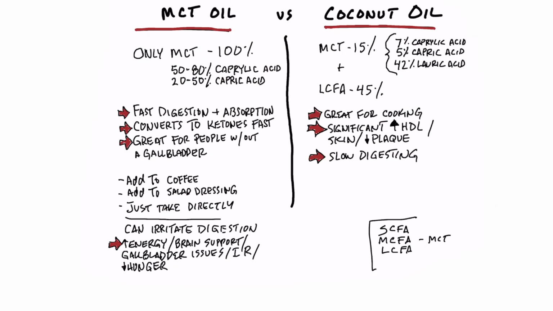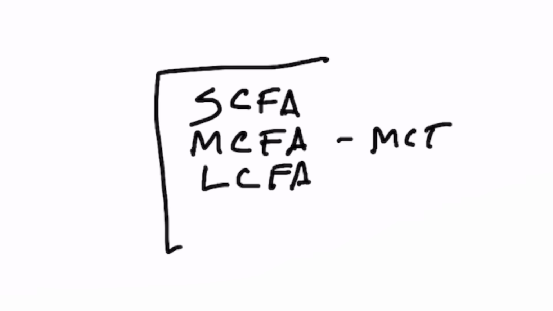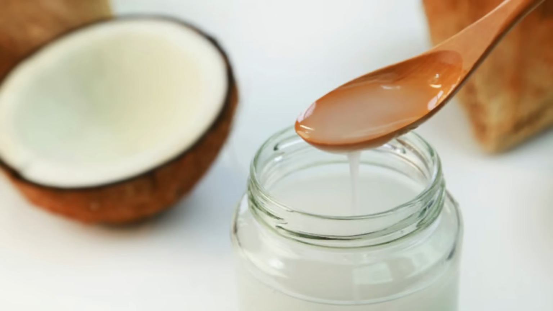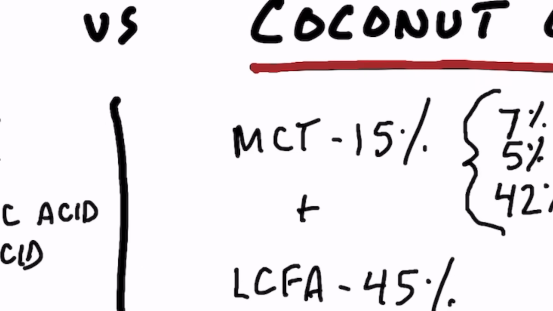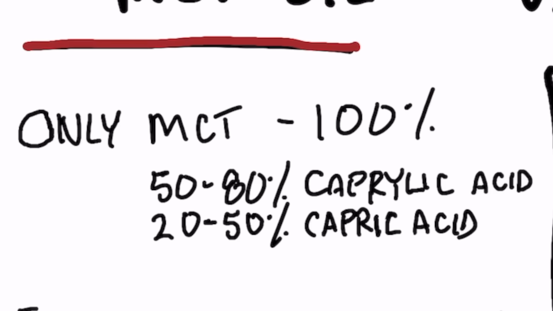There are three main categories of fatty acids. You have the medium chain fatty acids, or MCT fats, which is right in the middle part. Then you have the small chain fatty acids. Then you have the long chain fatty acids. And so with the MCT oil, you're getting just the medium chain fatty acids. And with coconut oil, you are getting MCT fats, but only 15% versus 100% on the MCT oil.